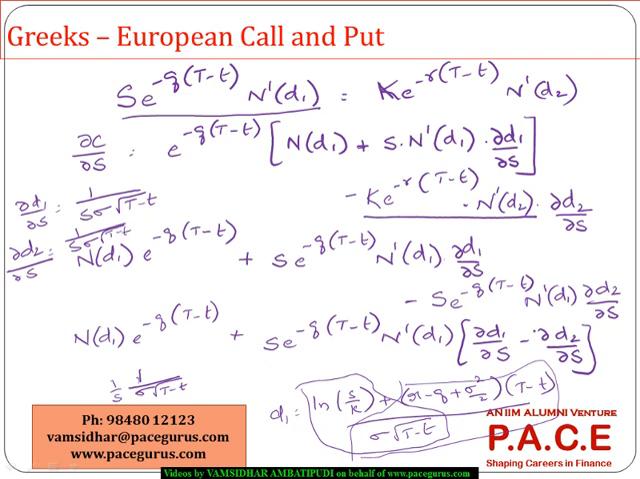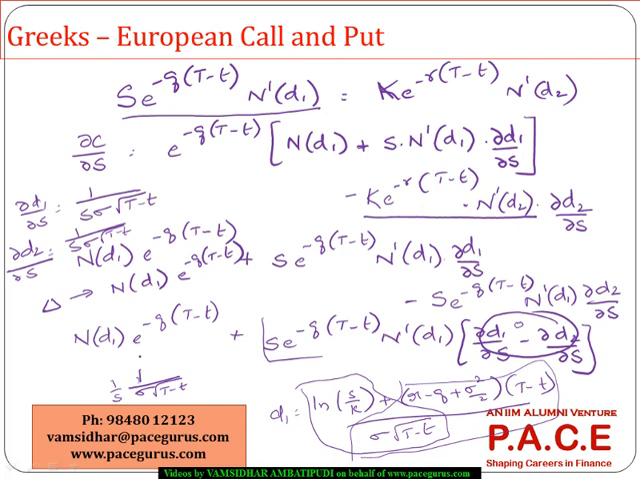Because both of them are the same, this subtraction becomes 0. So this entire multiplication becomes 0. So from here it comes out that the delta of the call option is nothing but N(d1) multiplied by e power minus q (T minus t). So this is the formula associated with the delta of the call option.